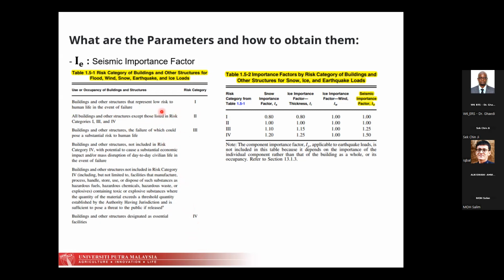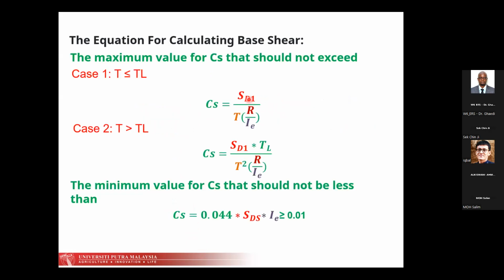After we choose the risk category, we compute the importance factor, and it's an easy process actually, because here we have maybe category 2, and it will be 1. So it's only an amplification factor in the case of a very important structure. Now we know SD1, SDS, R and IE.